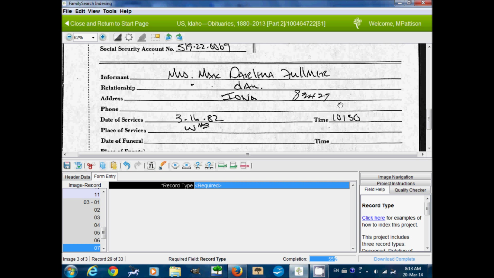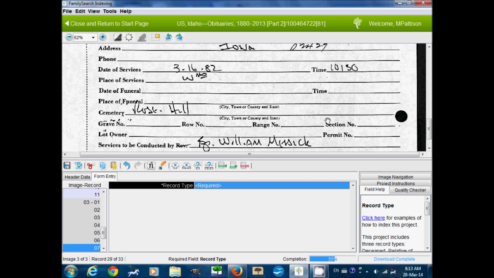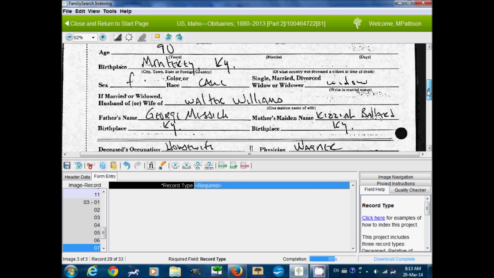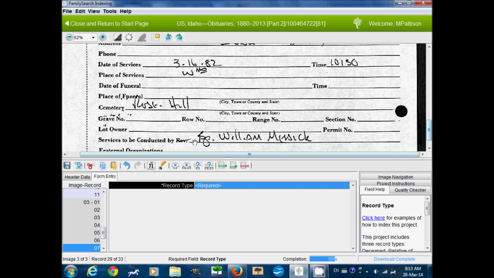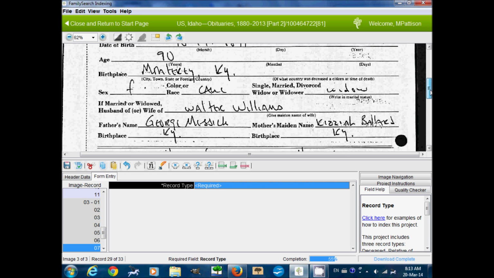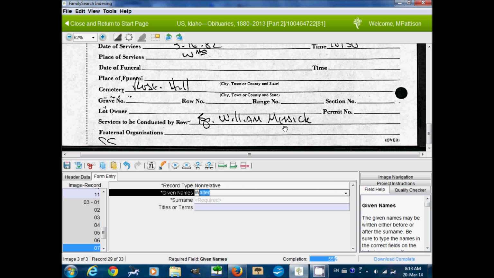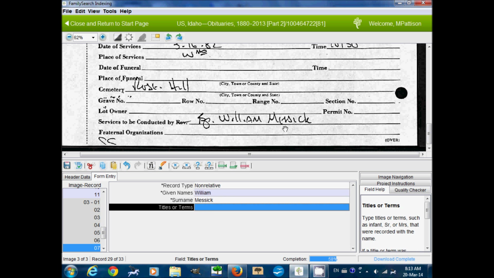See if there's anyone else mentioned. Services to be conducted by spouse William Messick. No, that can't be right. Sorry, Bishop, BP, Bishop, William Messick. Even though it says Messick, and we know that she is a Messick by birth, it doesn't say what the relationship is. So we have to make that a non-relative. William Messick. And BP, we don't expand the abbreviation when it's a title or term.